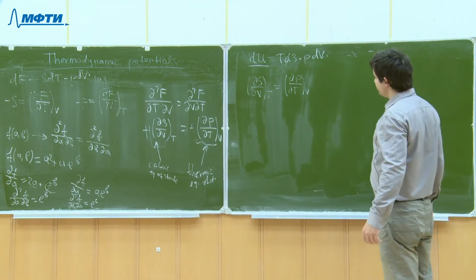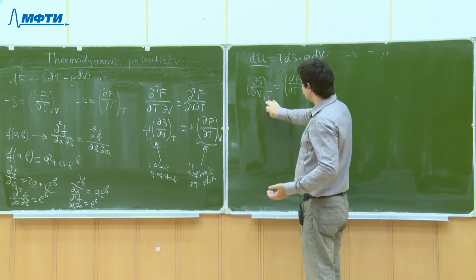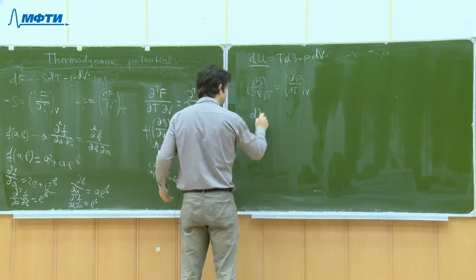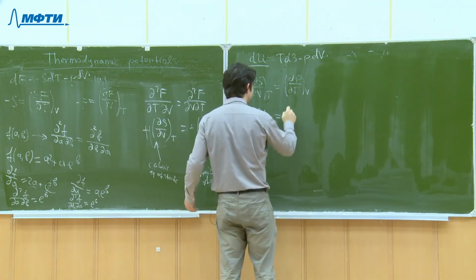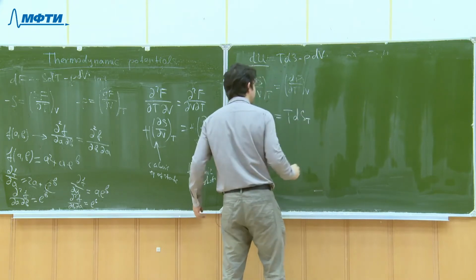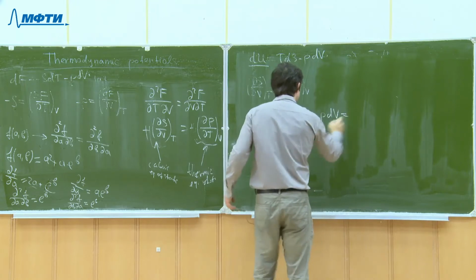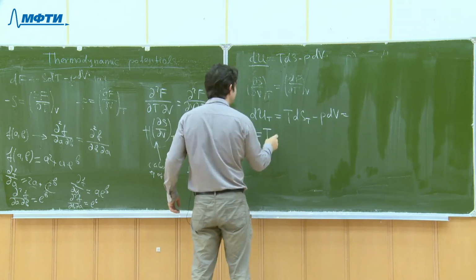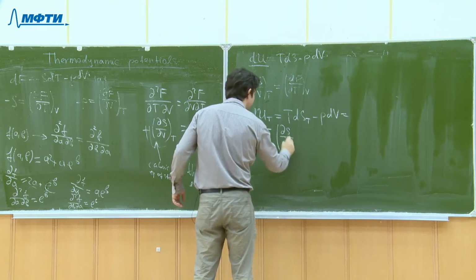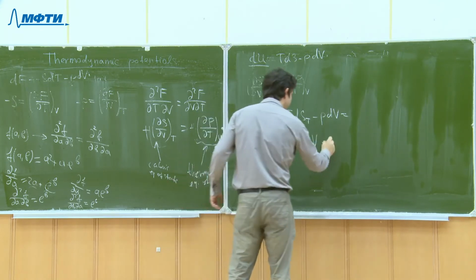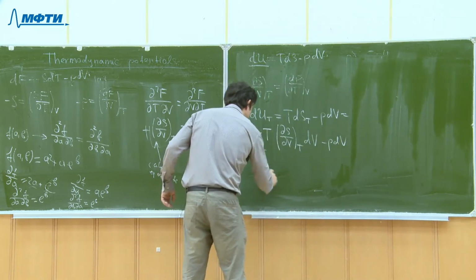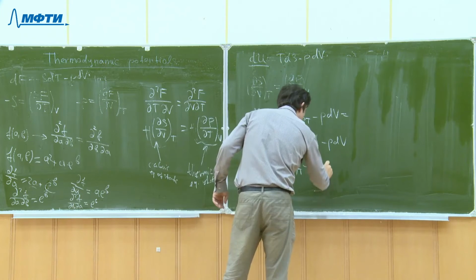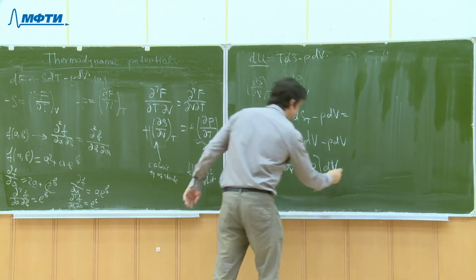That means that in order to use this expression, I need to consider some process at a constant temperature. So dU at the constant temperature would be equal to T dS at constant temperature minus P dV. Then that would be T times dS over dV at constant temperature times dV, minus P dV. So that would give me T dS over dV at the constant temperature minus pressure, times dV, and all of that again at a constant temperature.